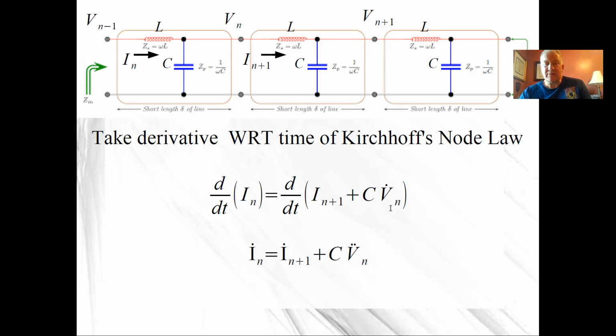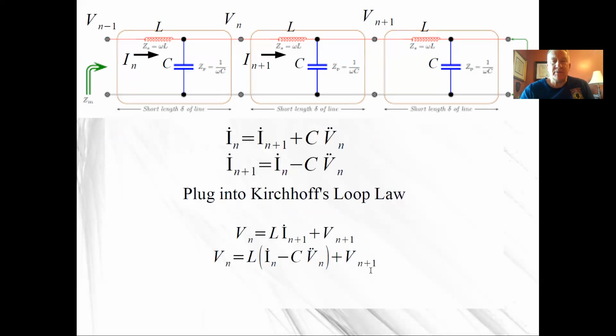Because don't forget, it was the time derivative of the voltage, and now we're going to take the time derivative of that. We get the second time derivative of the voltage, so it's d squared V dt squared. Now I'm going to use these three equations and plug them into one another. So I have the time derivative of I_n, and I'll solve for the time derivative of I_(n+1), and I'll plug it into my equation.